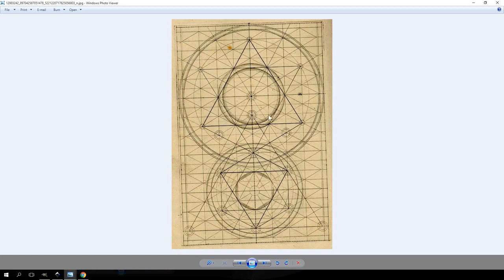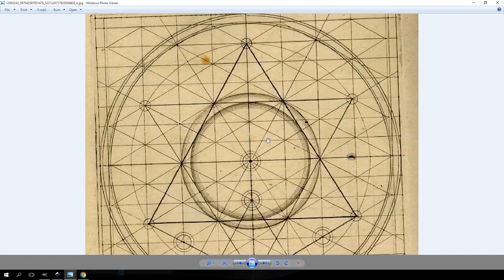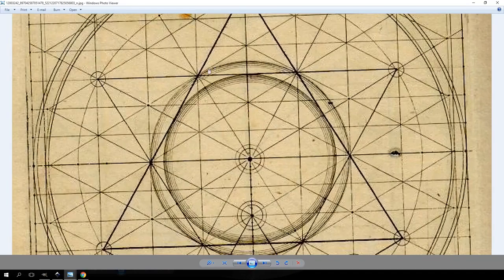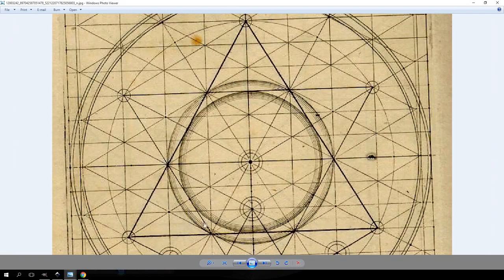This is the one I wanted to show you, and this is very important right here. We see the Star of David, and you see these two rings here. You see one ring that is going around the outside of this hexagon here, right?